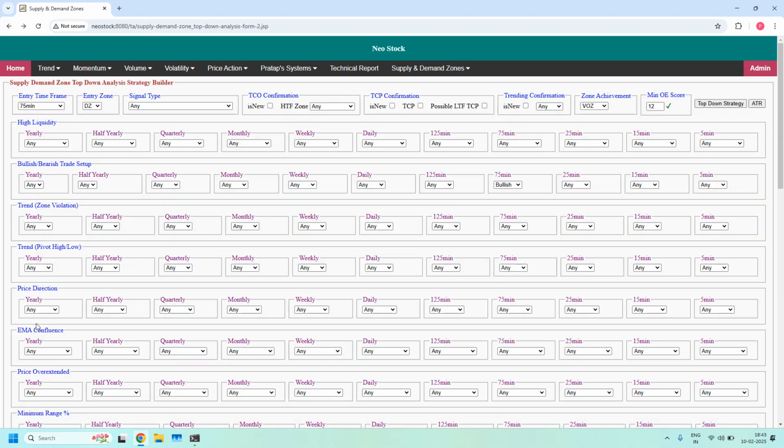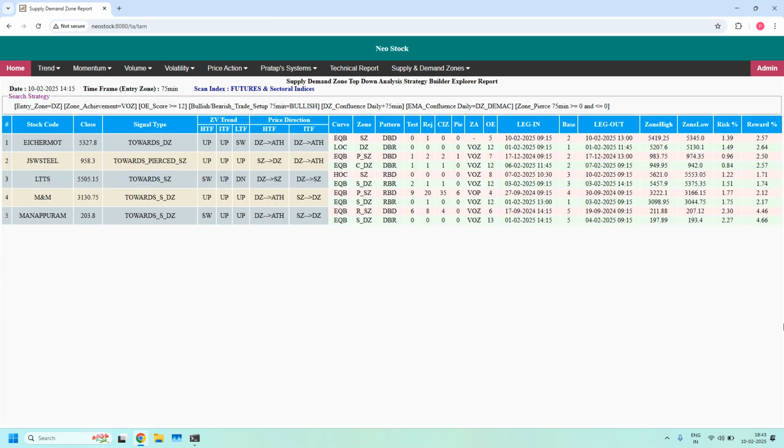So let's verify. In the EMA confluence, daily time frame, we are checking whether the daily demand zone is having daily EMA confluence or not. With this filter, we got 5 stocks. So these 5 are high probability trade setup supported zones based on LTF and ITF zone confluence and ITF EMA confluence.